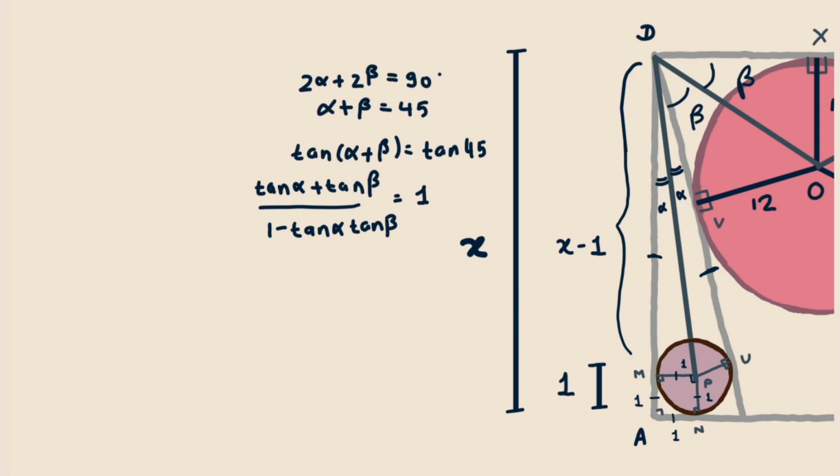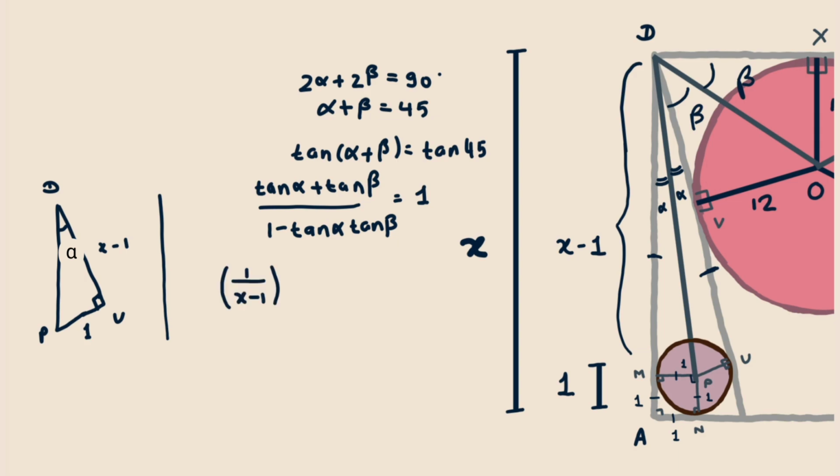Now on the left hand side of this particular equation, we have trigonometric ratios. Now we can easily calculate their values. Look in this triangle DPU. In this triangle, the angle D is angle alpha and angle U equals 90 degree. UP is having a length equal to 1 and UD is having a length x minus 1. Now using this triangle, we can easily calculate the value of tan alpha, and it is going to be equal to 1 upon x minus 1, plus the value of tan beta.